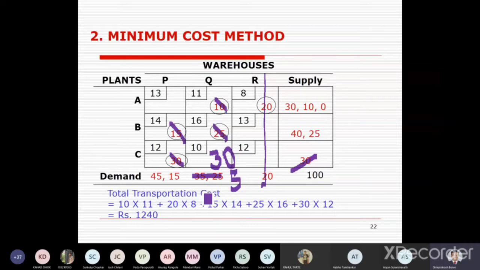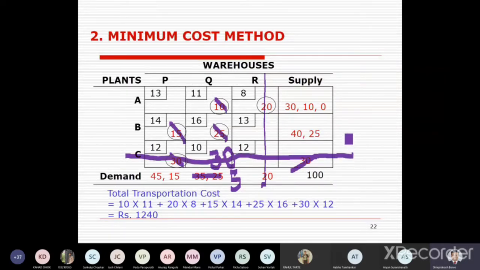And now you see this row capacity is also over. So for the next iteration, you can see only these 4 cells are there, and out of these 4 cells, this 30 is over. Now the remaining is 10. Here it is 45, here it is 10, and here it is 40. So here you have to check which is minimum: 13, 11, 14, 16. So 11 is the minimum figure, so 11 is the minimum cost.